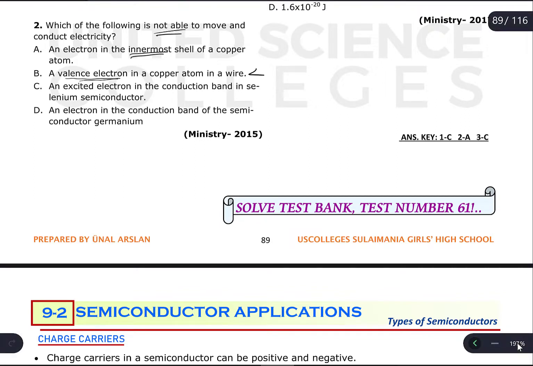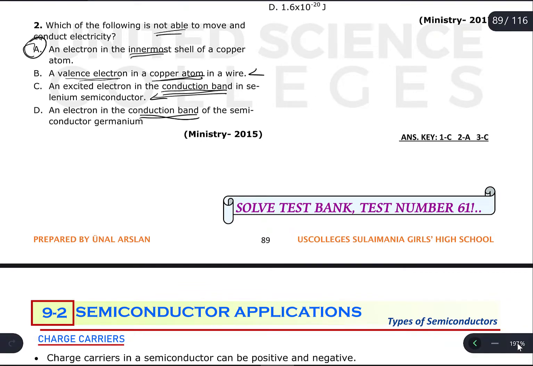Not able question, normally we got the answer is the correct answer. C, an excited electron in the conduction band in a selenium semiconductor. When the electrons in the conduction band are excited, they jump from the valence band to the conduction band and conductivity starts, so this is correct for conductivity. An electron in the conduction band of a semiconductor: for semiconductors, the electrons must be in the conduction band to provide conductivity, but for conductors, for a copper atom for example, they can be in the valence band.